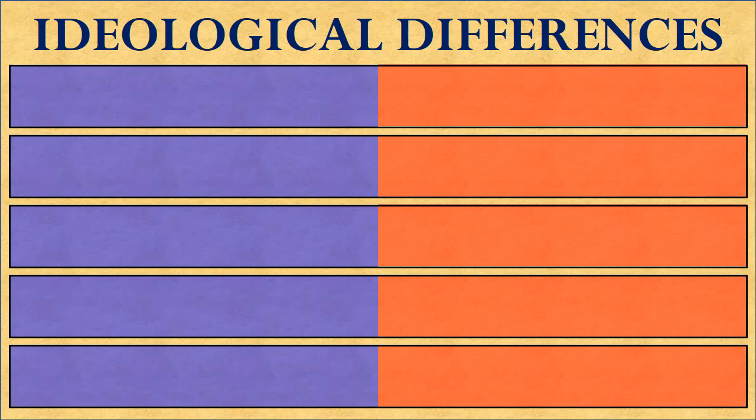So let's begin by discussing the ideological differences. And we're going to talk about 5 different aspects of this. Now, please remember, ideology is a concept that's been discussed several times in this course. Ideology refers to someone's worldview, what they think the world should be like, and therefore what they want to use the powers of government to accomplish.